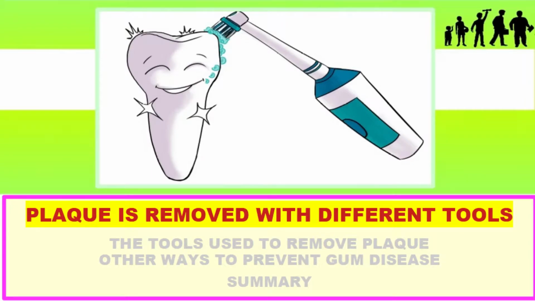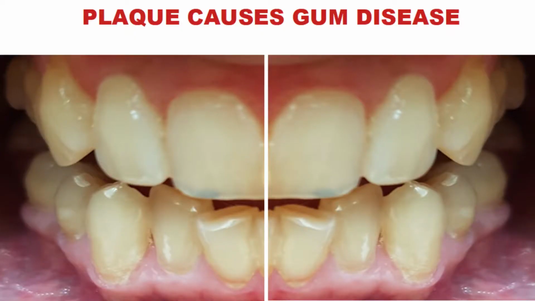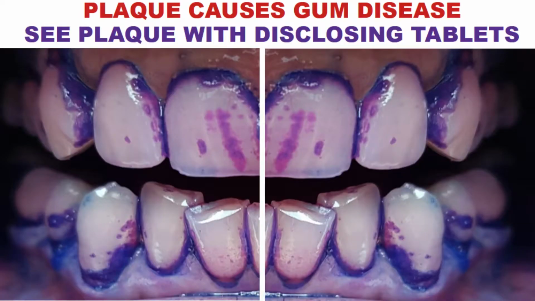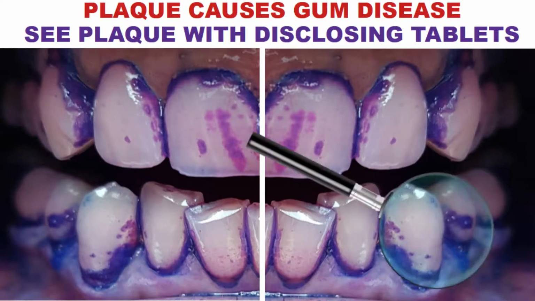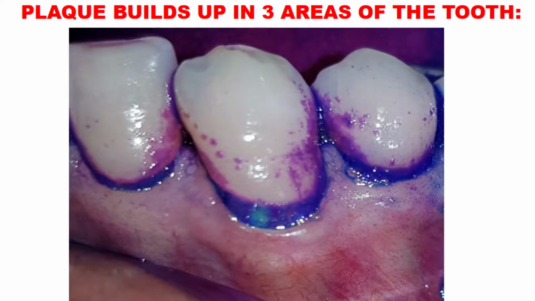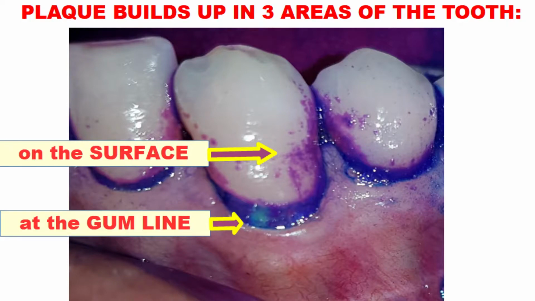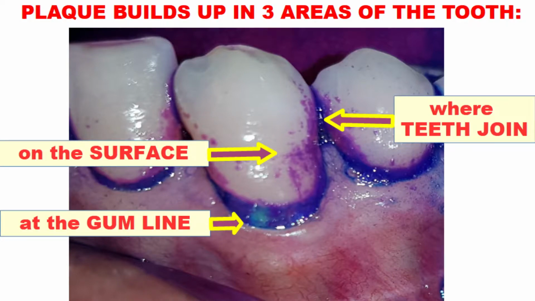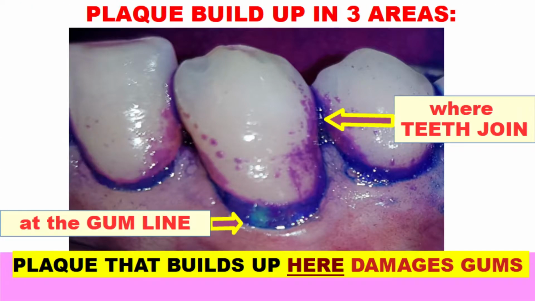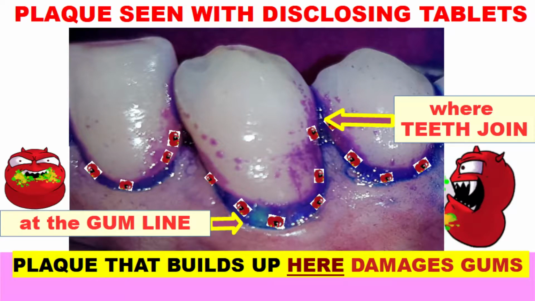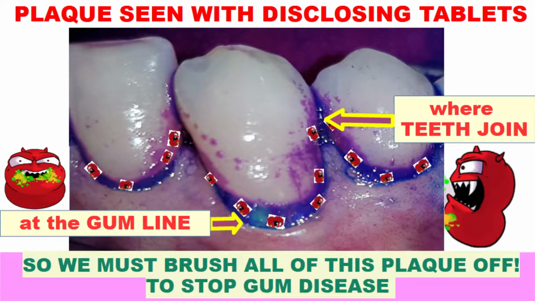Plaque is removed with different tools. So plaque causes gum disease. We see plaque with disclosing tablets. And if we look at some teeth on the bottom corner, we find plaque builds up in 3 areas of the tooth. First on the surface of the tooth, then at the gum line, and also where teeth join. It's plaque that builds up here that damages gums. So we must brush all of this plaque off to stop gum disease.